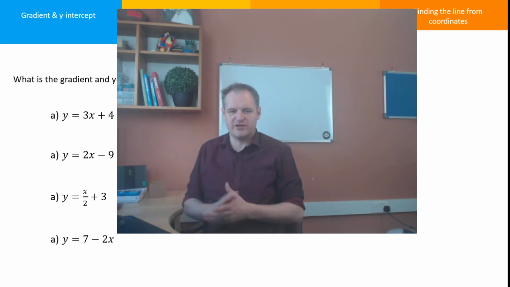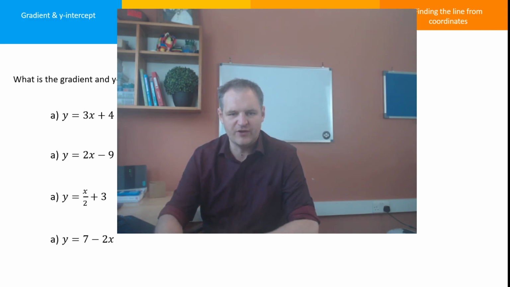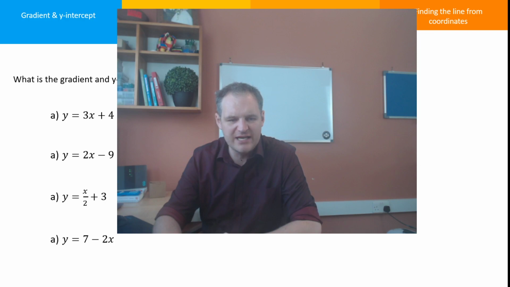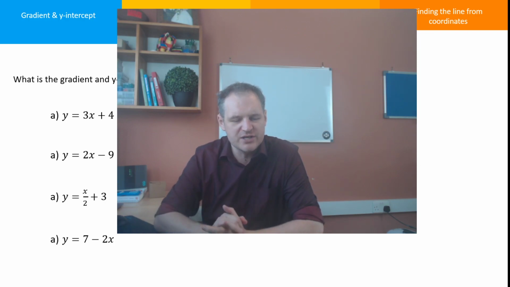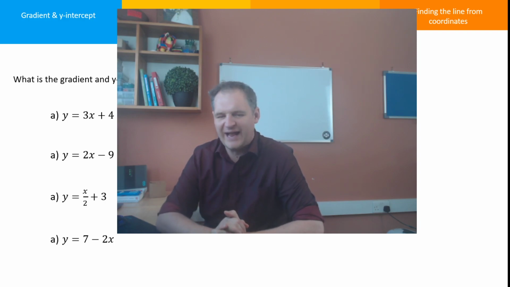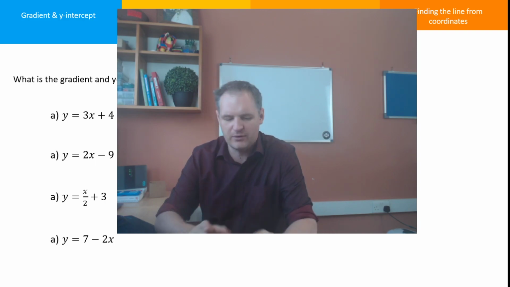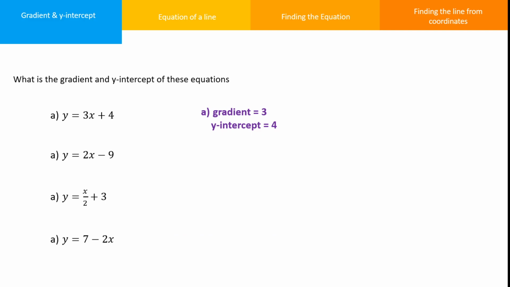So, how are we getting on with this? Let's have a look. The first one. The gradient is 3 because it's the number before the x, and the y-intercept is 4. Now, you'll notice all these questions are questions A. I'm a bit of a rebel. It's probably a good idea to get it out of the way of the questions, isn't it?